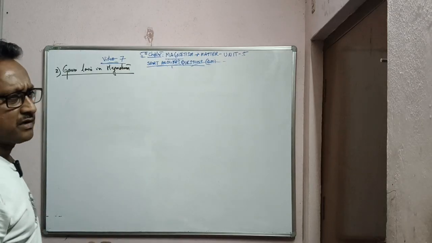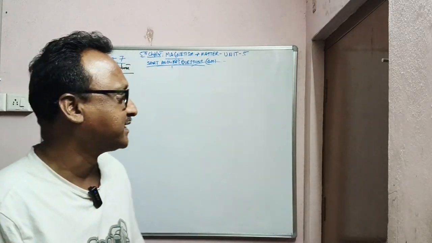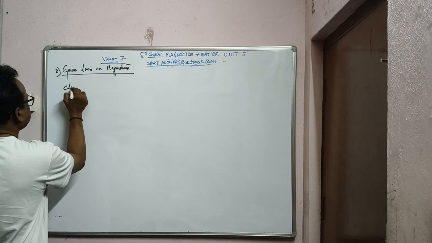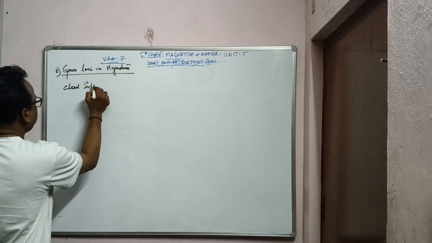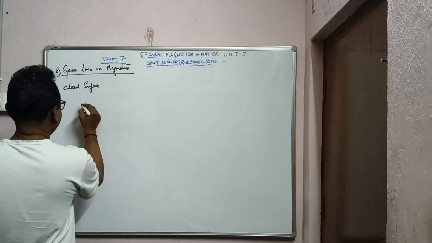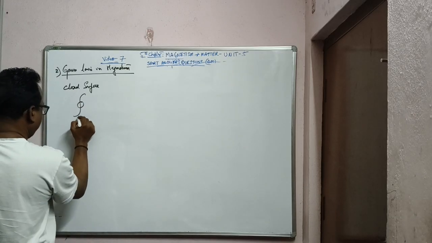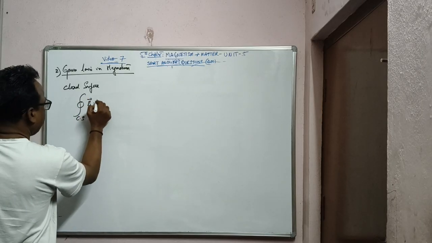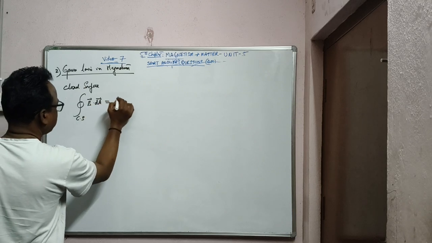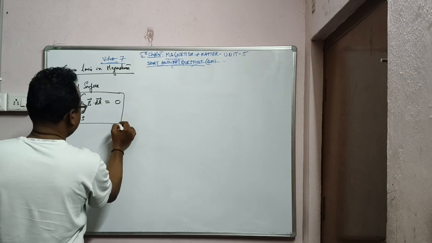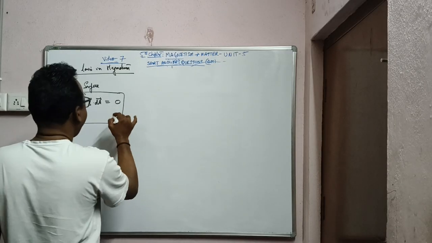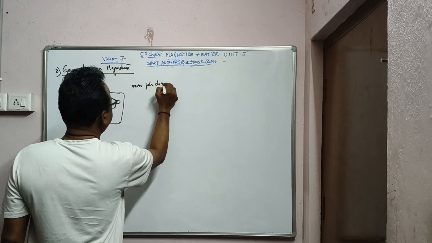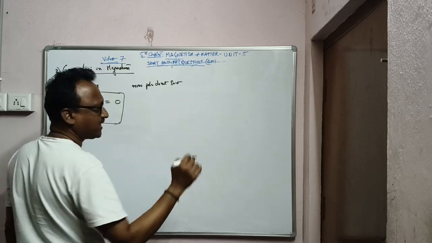See, we all know Gauss laws are very familiar in electrostatics as well as magnetism. So what Gauss law says: suppose any closed surface is there, then the integration over that closed surface, B dot dA, where dA is the elemental surface, is equal to 0. Why 0 here? Because in magnetism, monopoles do not exist.